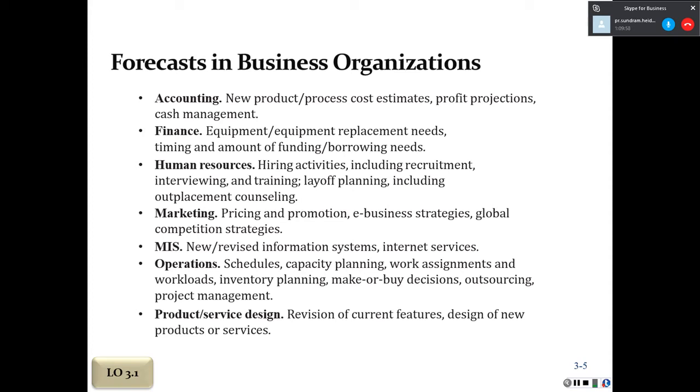For marketing, they may expect a shift in demographics or a shift in people using a product depending on a particular season or a particular area. So they're going to forecast what's going to be demanded by the consumer, and based off of that forecasting, the company is going to adjust accordingly.